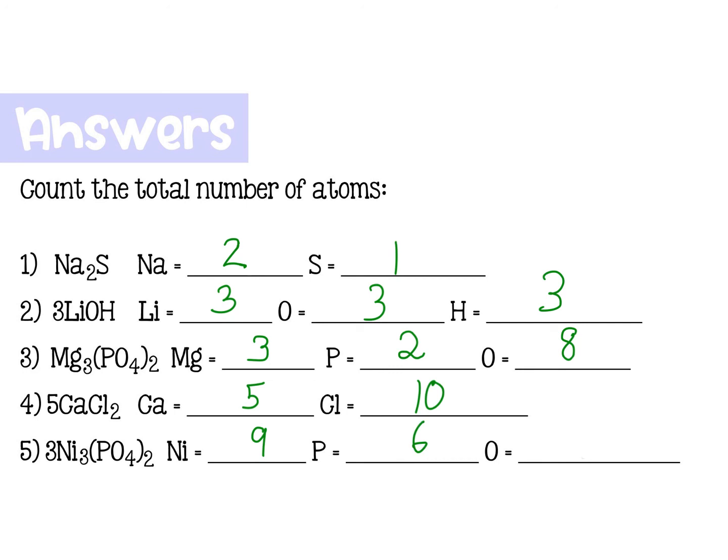Now let's look at oxygen. There is a subscript of 4 on the oxygen, and the oxygen is inside parentheses. Not to mention there's also a coefficient, so we will need to multiply all 3 numbers together. So 4 times 2 is 8, times 3 is 24. There are 24 oxygen atoms here.